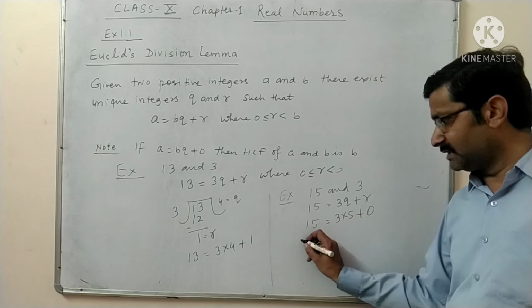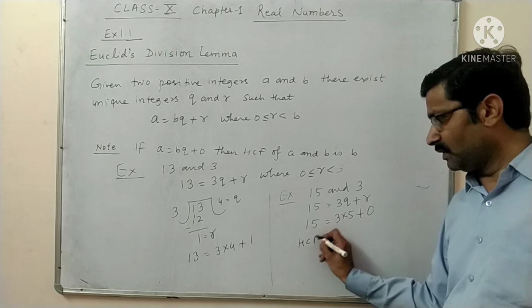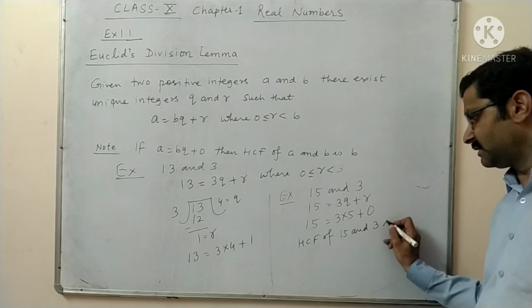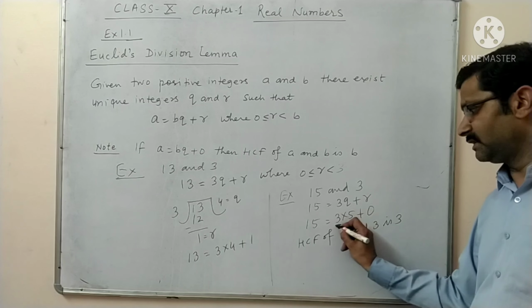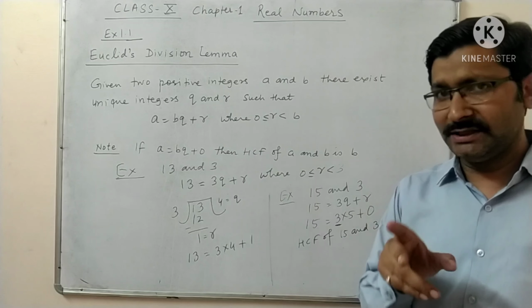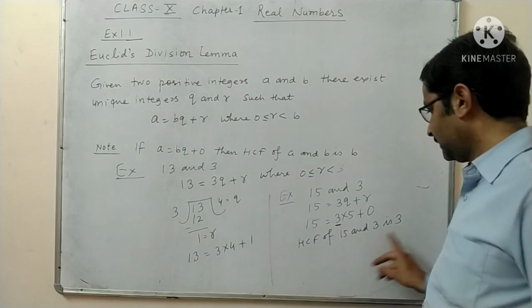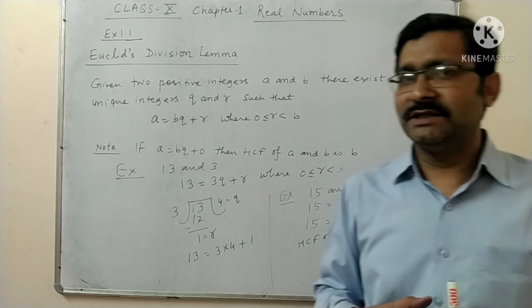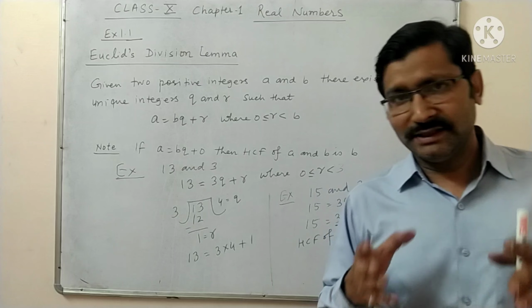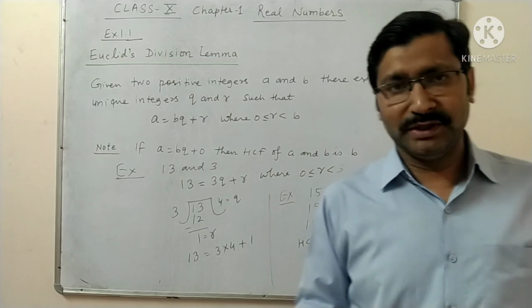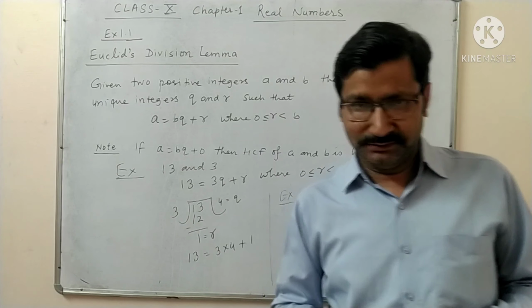So here we can say that the HCF of 15 and 3 is 3. So by this method, by the Euclid division lemma, you can find the HCF of two numbers also. So this is very important for your exam also.